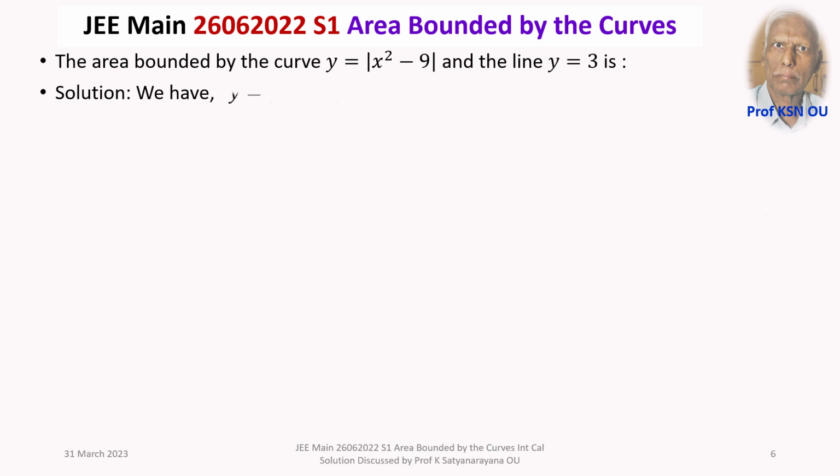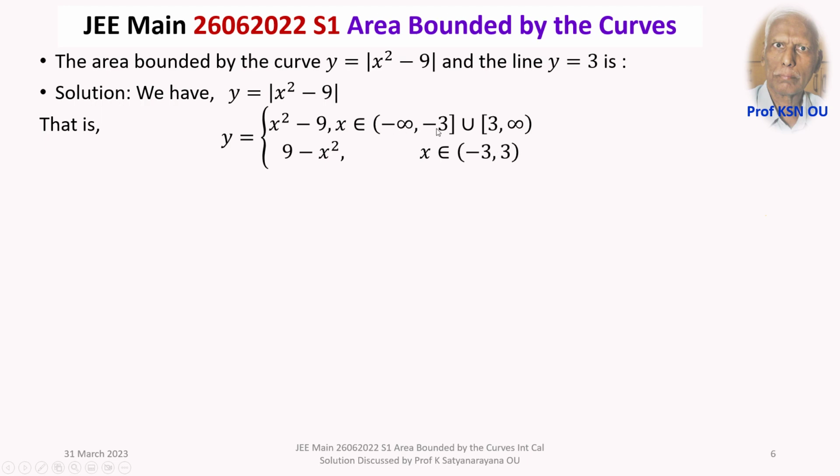We now discuss the solution of the problem in detail. We have the curve y is equal to modulus of x square minus 9, and we will remove this modulus appropriately. In the interval minus infinity to minus 3, closed at minus 3, union 3 to infinity, closed at 3, x square minus 9 is greater than or equal to 0. Therefore, for every x belonging to the union of these two intervals, modulus of x square minus 9 is x square minus 9.